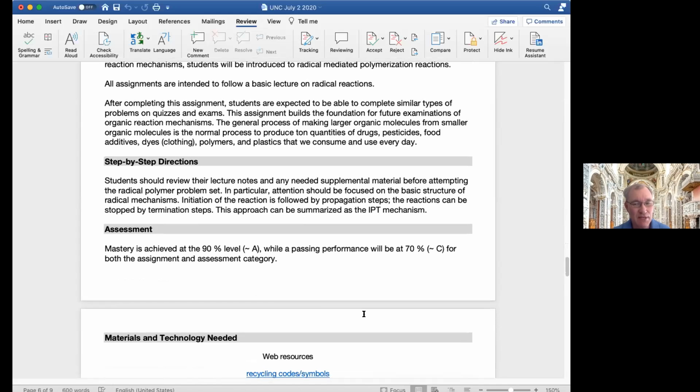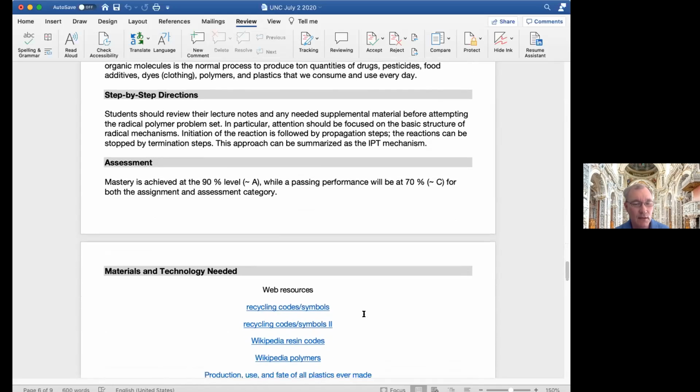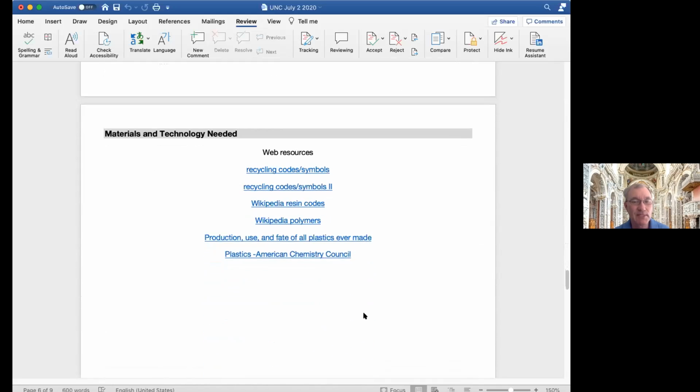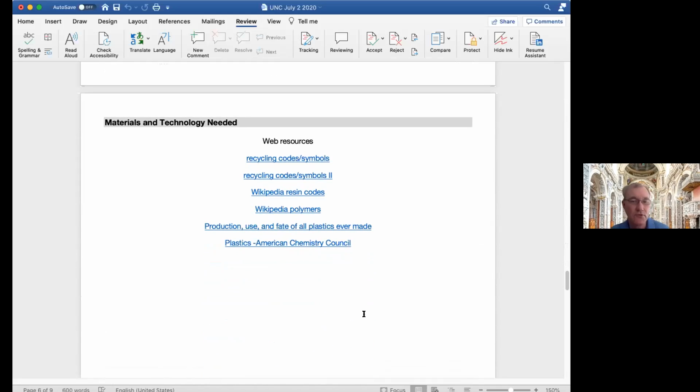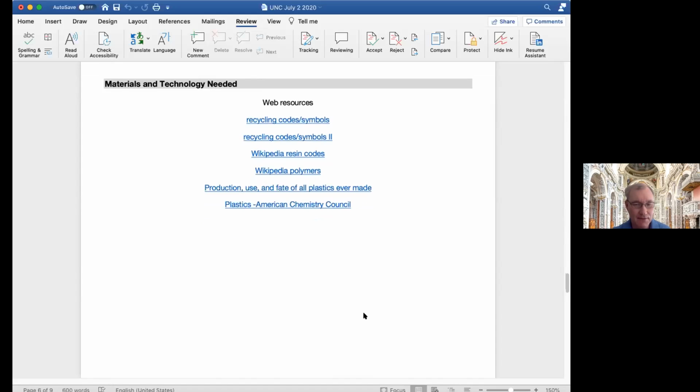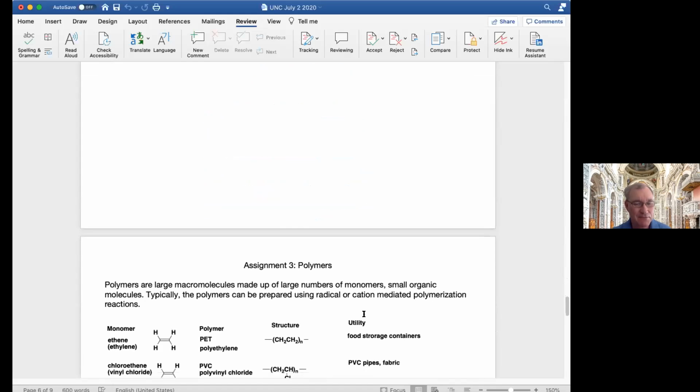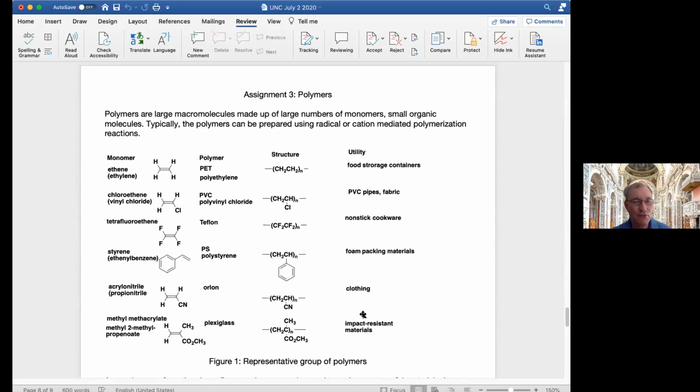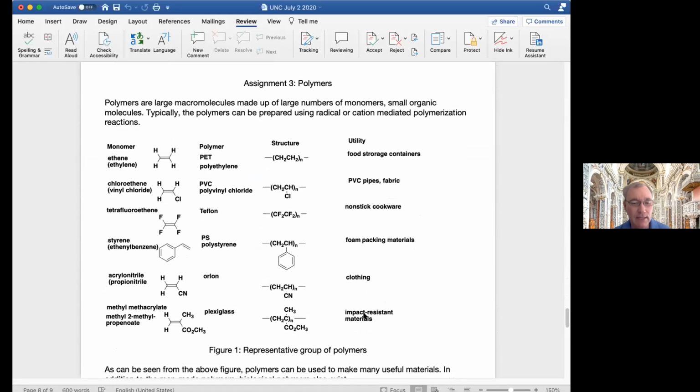The assessment is a typical 70-90 for approximate C and A grades. The web resources that are linked to this particular assignment, and so these are actually resources that students can look at to complete the assignment, as you will see in a moment. Get to the assignment. And so this is a short little 1.5-page assignment. It gives a very brief introduction to polymers. And so there's a number of different monomers shown, the polymers that can be obtained from that, the generic monomer structural unit, and also some of the applications of those polymers in real life.